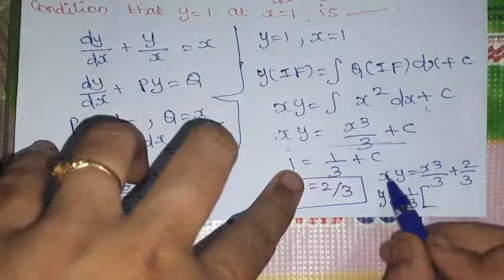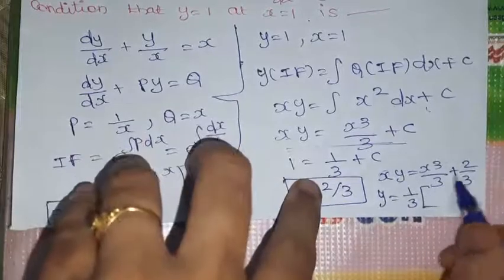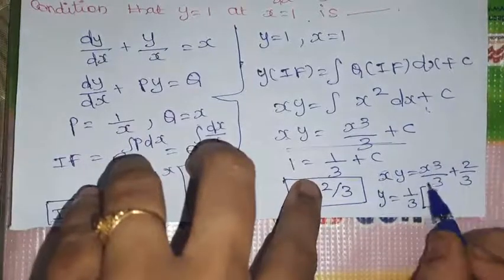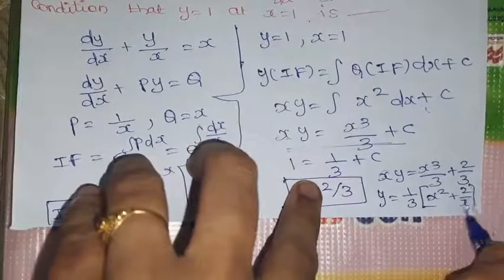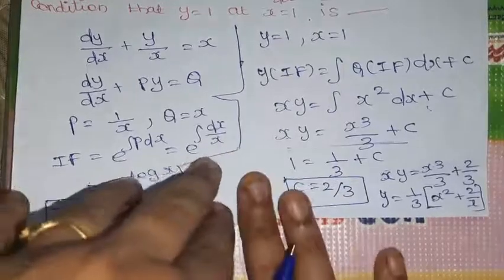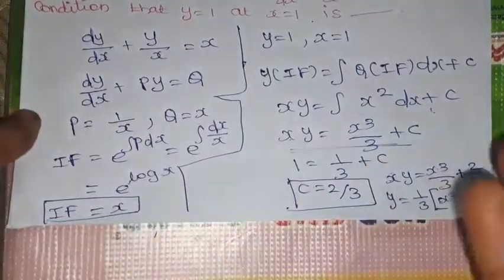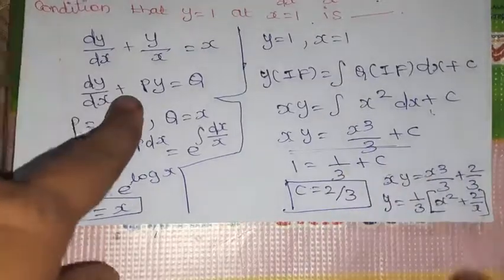That means taking that x to that side. Okay, here 1 by 3 is common now. x cube by x will get x square, then 2 by x. So this is the general solution for this problem. According to the options given, when we are doing competitive exams, according to the option we can simplify. Okay, we'll move on to the next one.